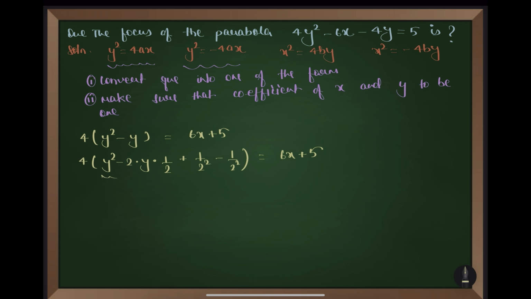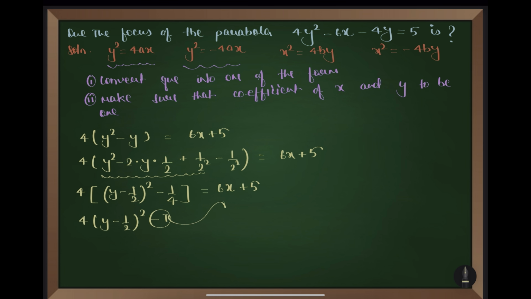Now look at this. If you observe this, you can write it as y minus 1 by 2 whole square, and this is minus 1 by 4, equals 6x plus 5. Now look at this. Let's multiply: 4 times y minus 1 by 2 whole square minus 1. This minus 1 will go to that side and become plus 1. So it will become 6x plus 6. Can I take 6 common? So it will become x plus 1.